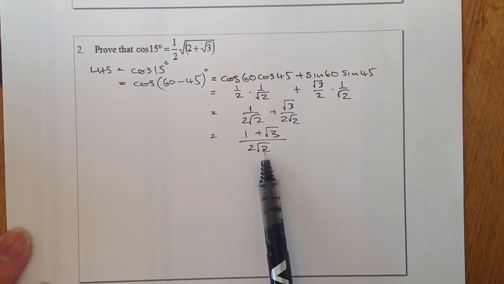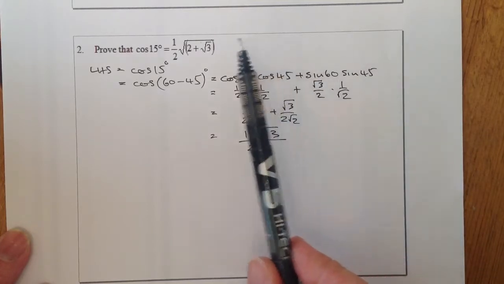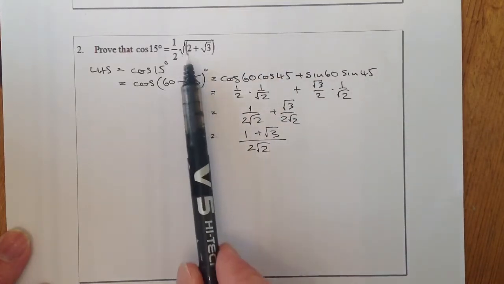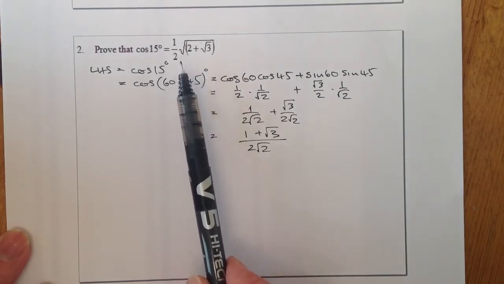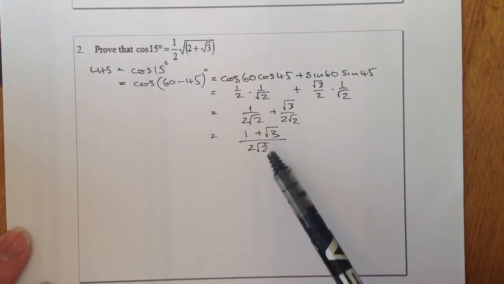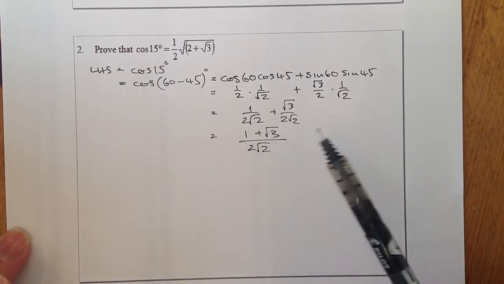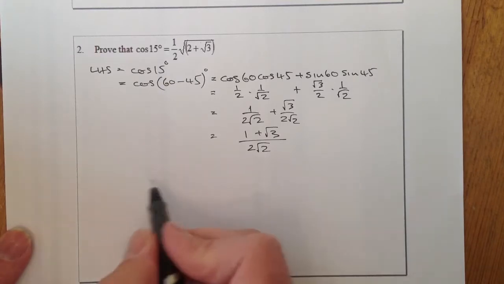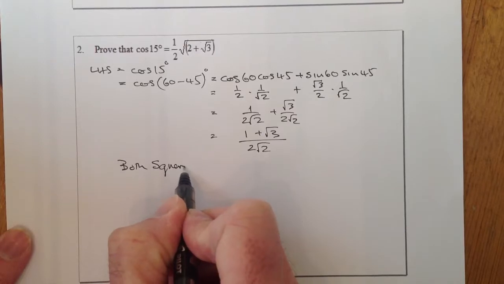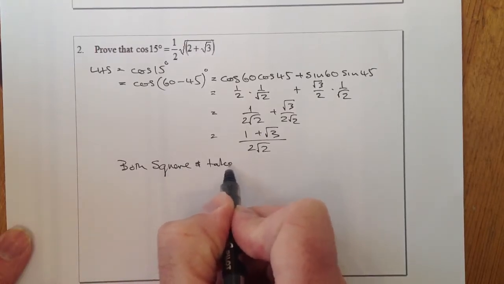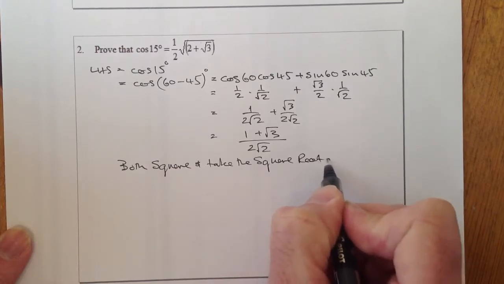That would be an appropriate question to do. What I'm going to do, to try and take this a bit further, is try and get a square root in somewhere, because I can see there's a square root in that answer there. So what I'm going to do is both square the fraction and also take a square root of it at the same time, which doesn't really change it at all. So I'm going to both square and take the square root of the fraction above.